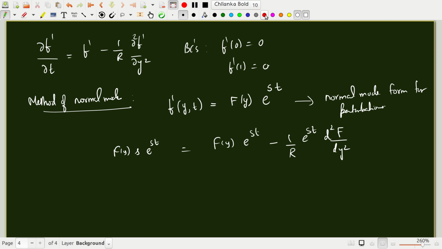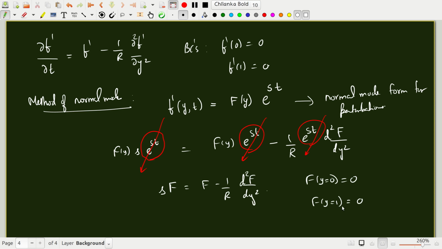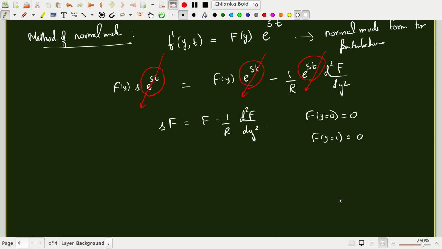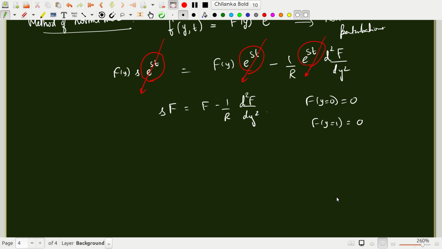If you see, one common thing that is there is e to the st, that cancels out in all these terms, resulting in s F is F minus 1 by r times the second derivative of F, subject to boundary conditions that capital F of y equal to 0 at y equals 0 and y equals 1 is 0. Now, how are you going to solve this?